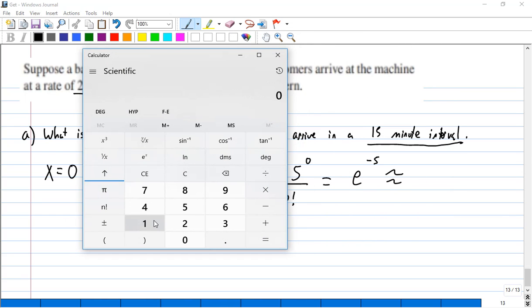So I think in most scientific calculators, you have to push in the e first, and then it'll just put your parentheses there. In this one, I have to put in 5 negative, and then push my e button. So 0.00674. I'll round to 3 places.